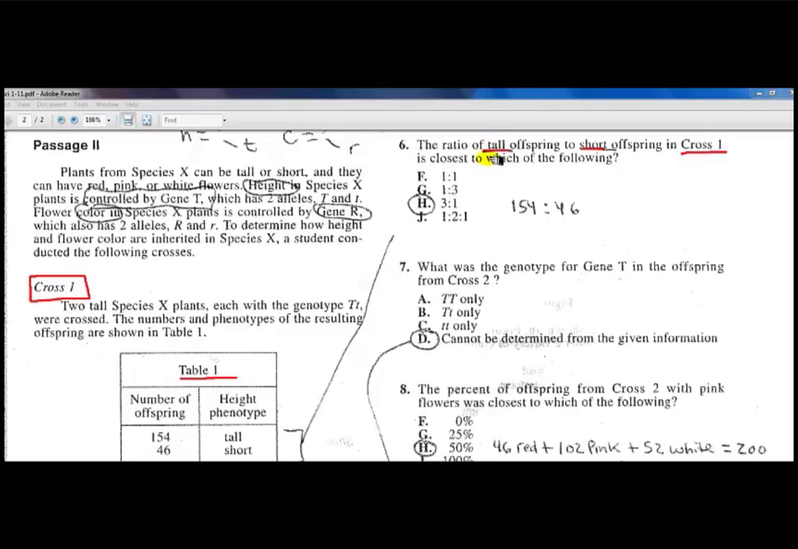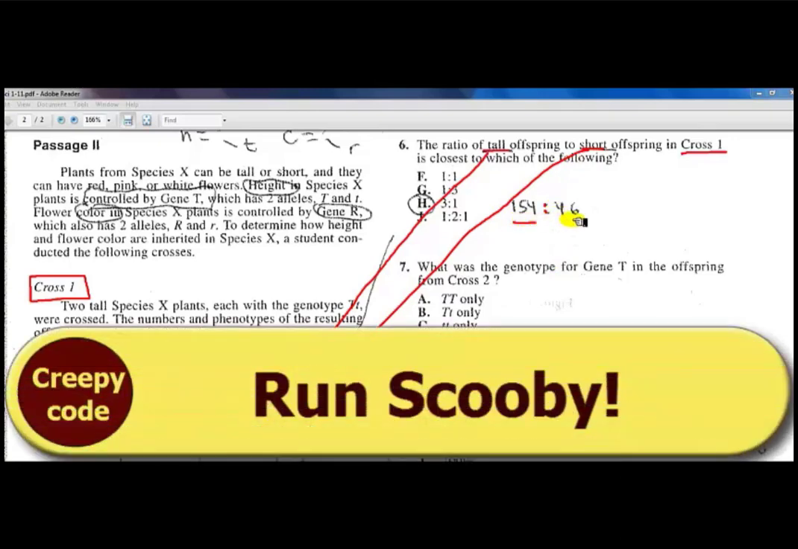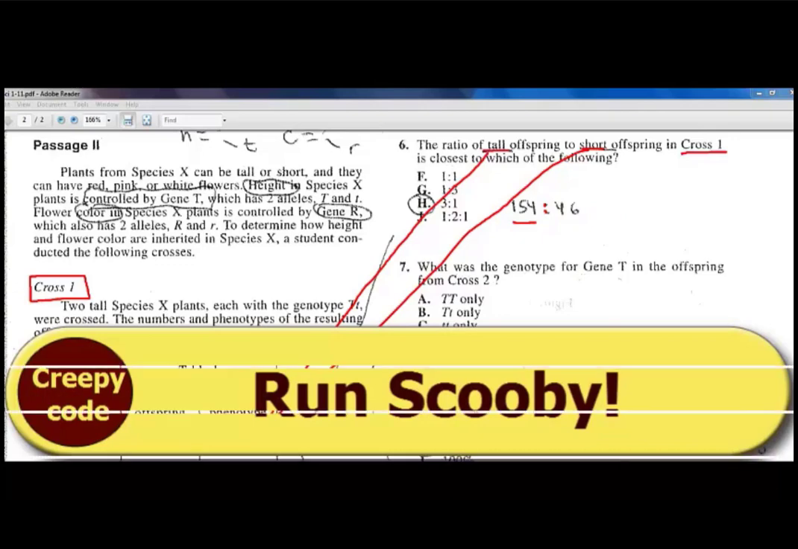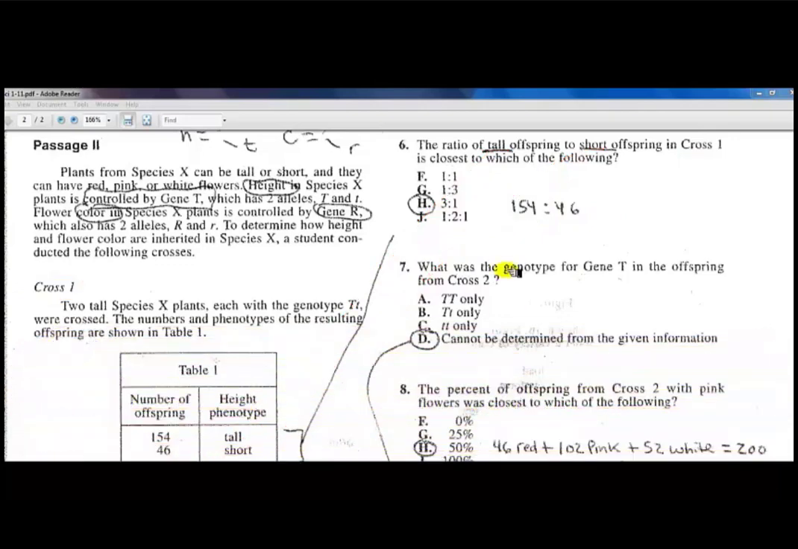The first thing we need to do is look at the ratio for tall. Here is tall right here. That will give you 154. So I just simply wrote it here and then put a dot, dot. And now we are looking for the short, which is here, and that will give you 46. So I wrote 46 here. 154 to 46, when you reduce it down, the correct answer is going to be H, 3 to 1.